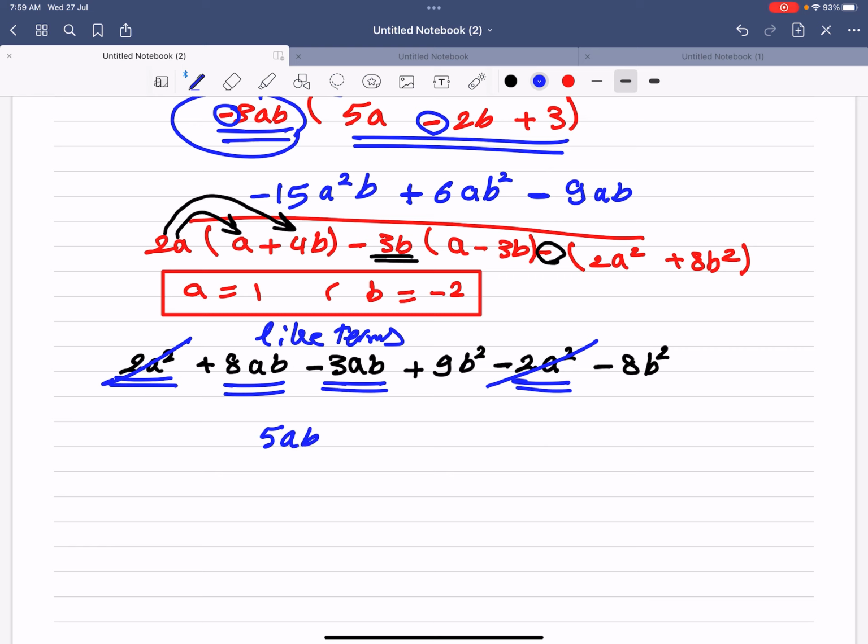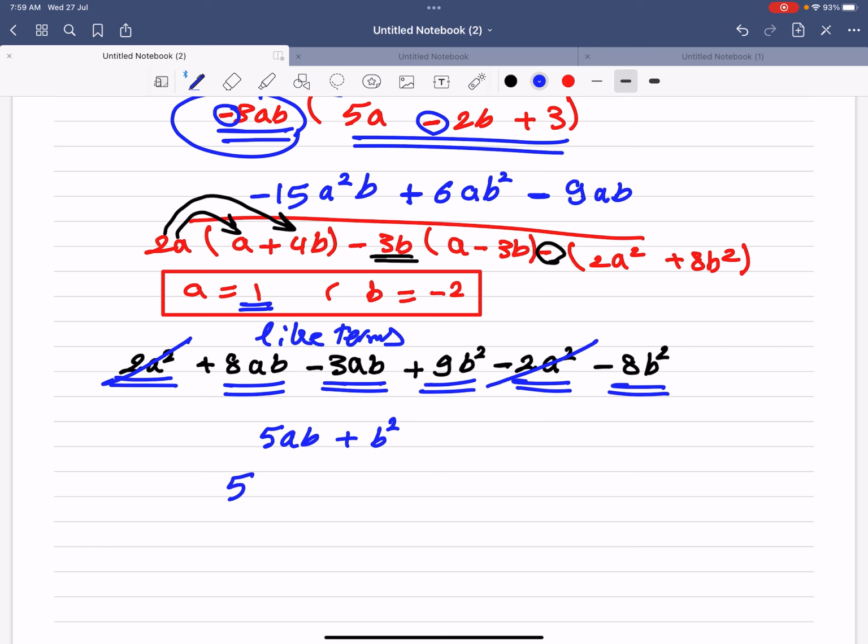Okay, Mister, I have here 9b power 2 negative 8b power 2. Clearly I will do subtraction, so it will be 1, and you know that when we have coefficient 1 we don't write it, so it will be b power 2. Okay, what is the next step? He said you will replace a: instead of writing a you write down 1, and instead of writing b you write down its equivalent value, which equals negative 2.